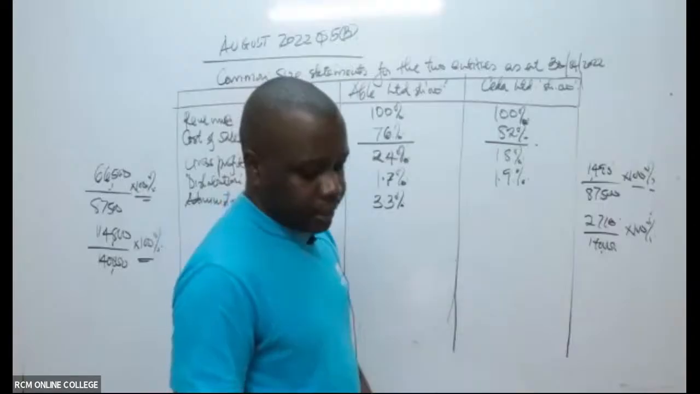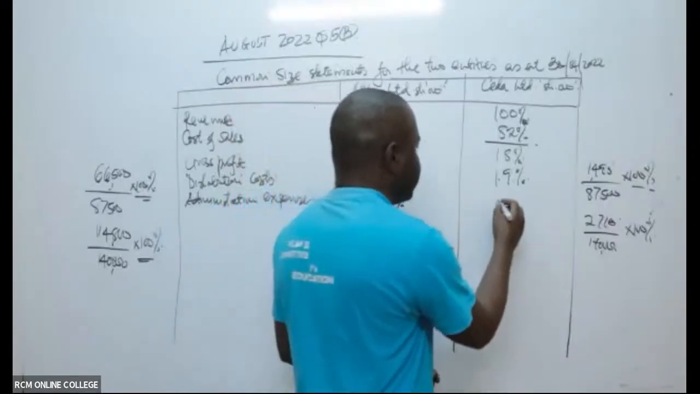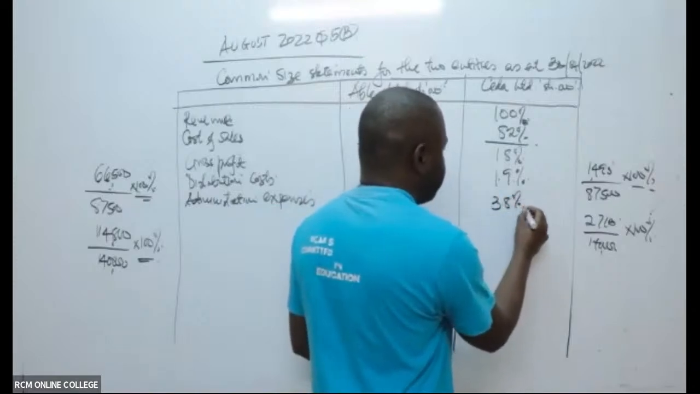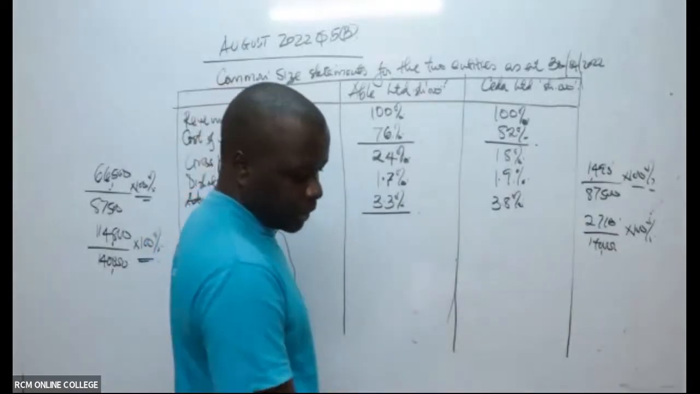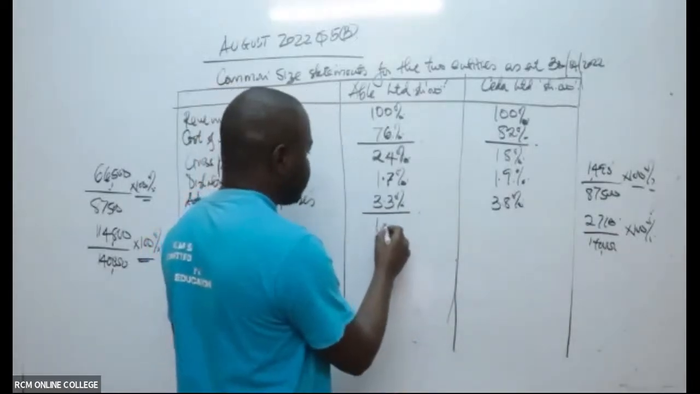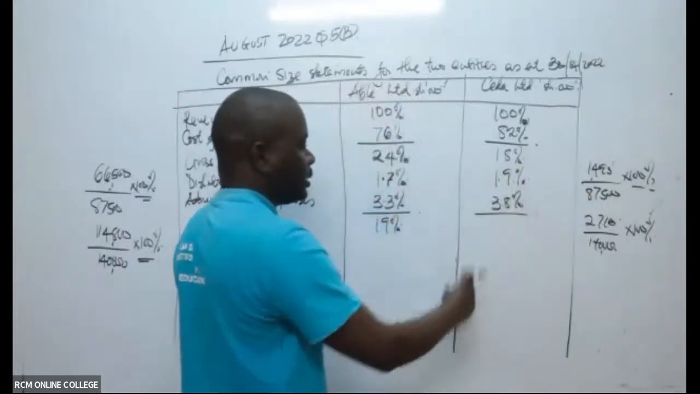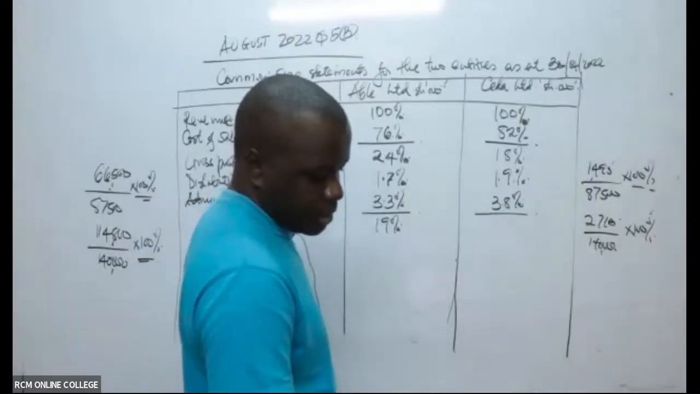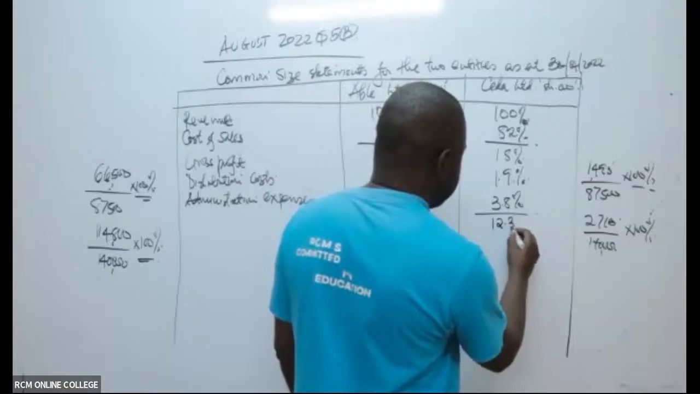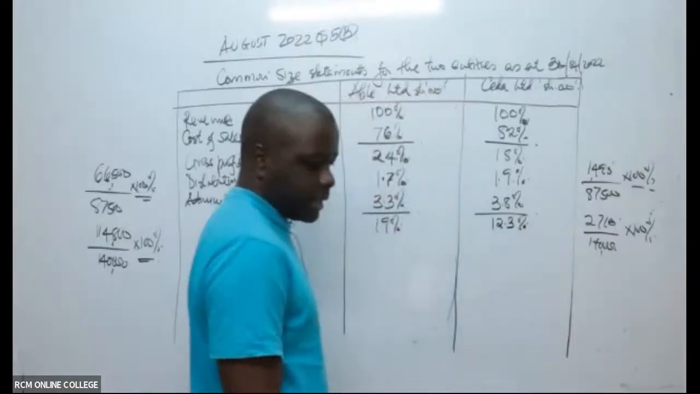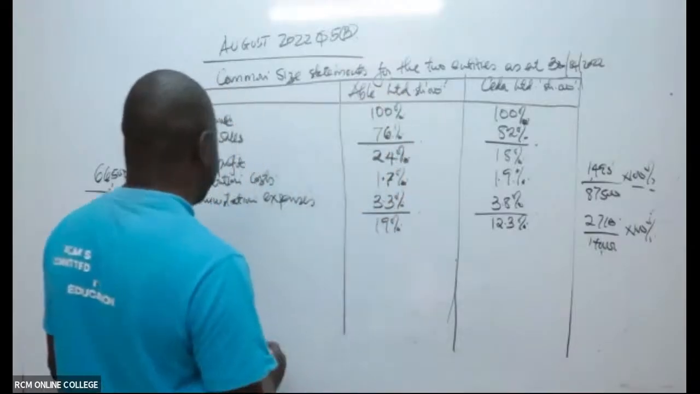Then this other side, you are getting 3.8%. Then when you get the difference there, you'll be able to get here 19%. When you get the difference here, remember you are lessing. You'll get 12.3%. Then the next item in line is the operating profit.